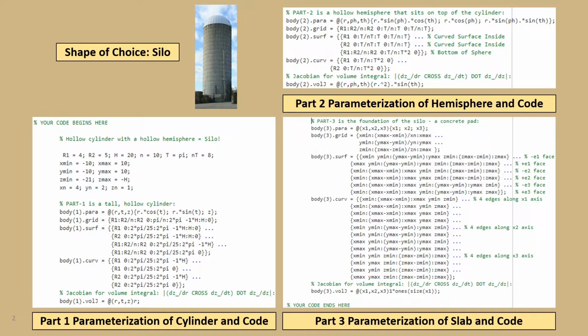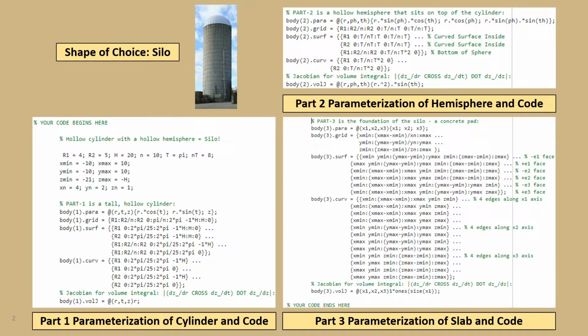I have a hollow cylinder that functions as the shaft of the silo, a hollow hemisphere that functions as the dome top, as you can see in that image there, as well as a concrete slab that the silo will be sitting on. So given that we have a limited time frame for these presentations, I won't be able to go into as much detail into the code itself, but I'd like to highlight a few things.